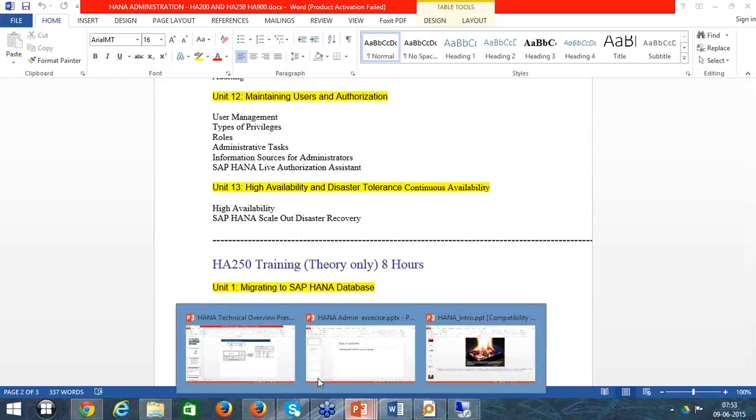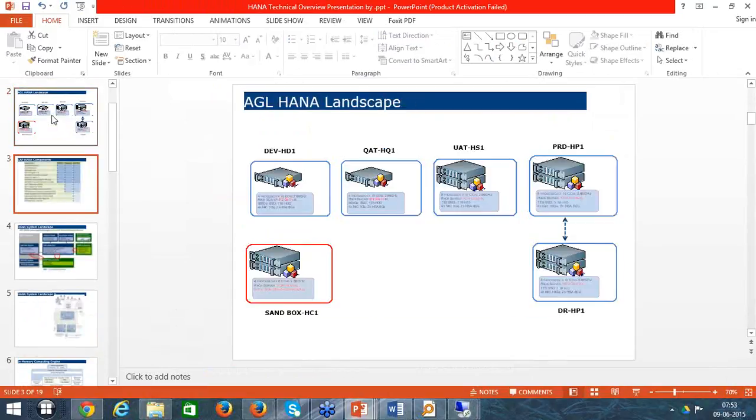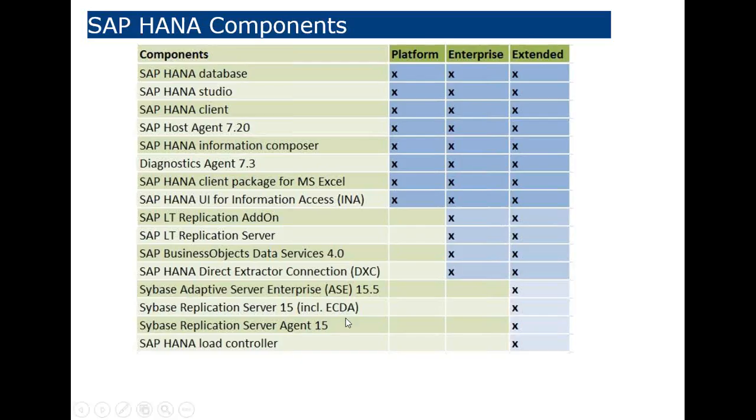I was trying to show in the first screen the various components of SAP HANA as you see them under the Linux machine. You have the database, studio, client, information composer, client packages, information access, replication add-on, business object data services. These are basically enterprise components, so we don't need to see the enterprise part now. We will discuss much more later.